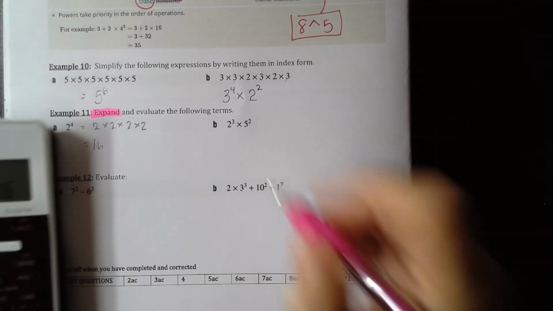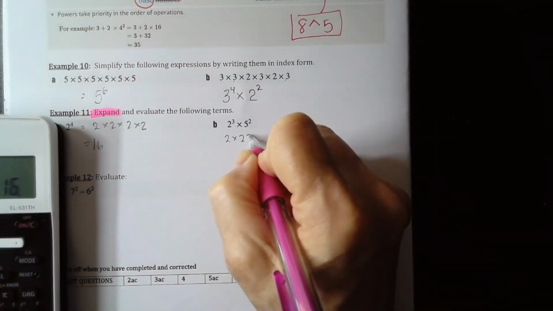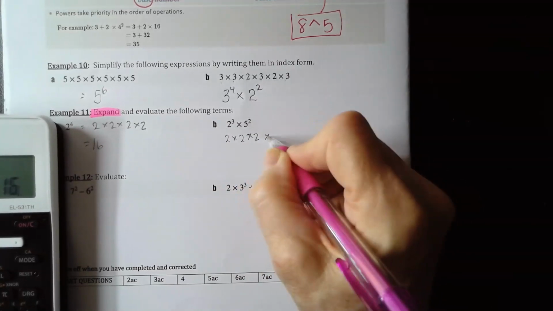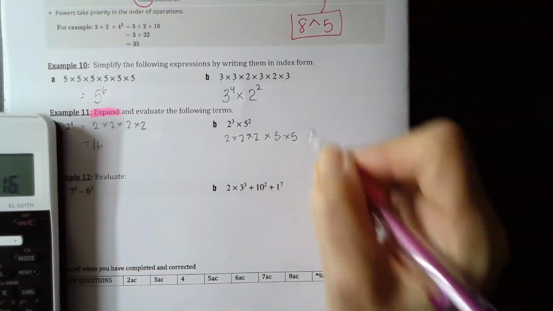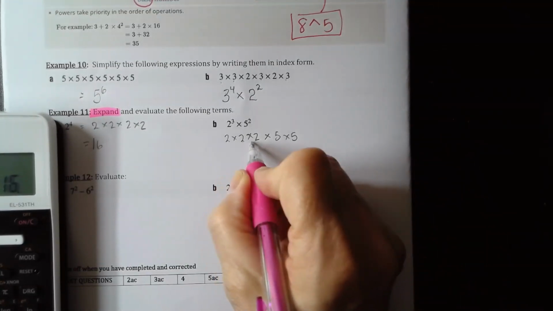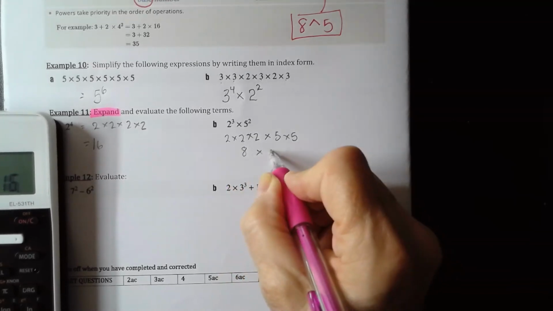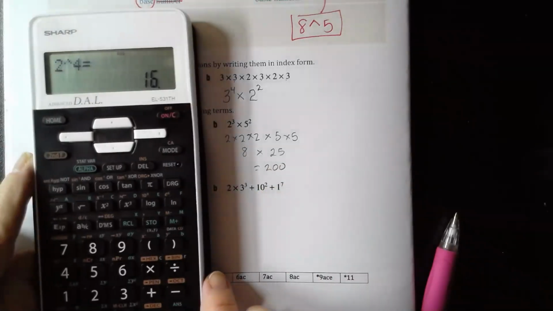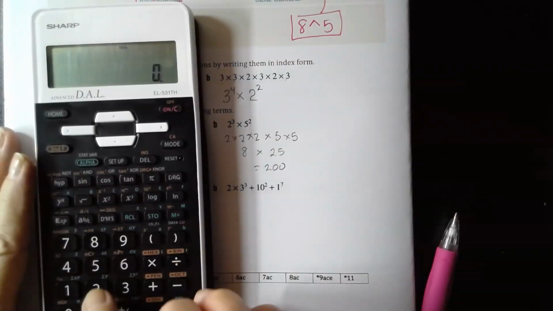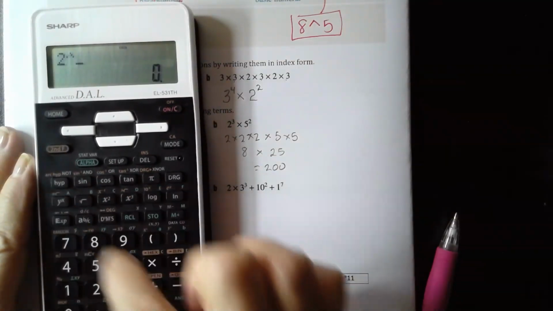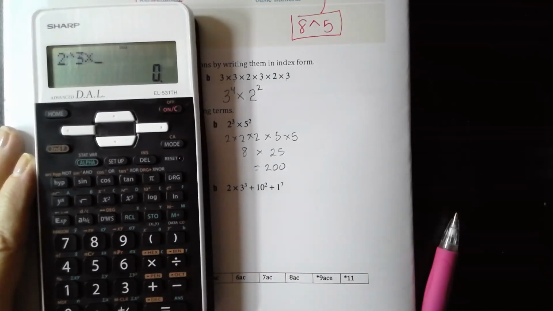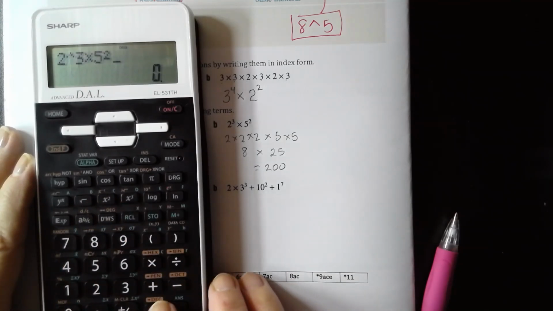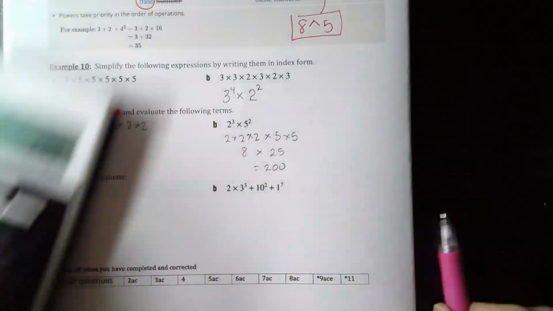All right, let's go over here, and I need to do 2 times 2 times 2. That's the expanding part, times, that times sign, 5 times 5. And I can do 2 times 2 is 4, 4 times 2 is 8, and then I can do 5 times 5 is 25, and I know that that's 200. But if you don't know that that's 200, you can type it straight in, and you can go 2 to the 3rd times 5, and there's a square key right here if I want to use a square key, 5 squared, and I get 200. Okay, so use your calculator a little bit.